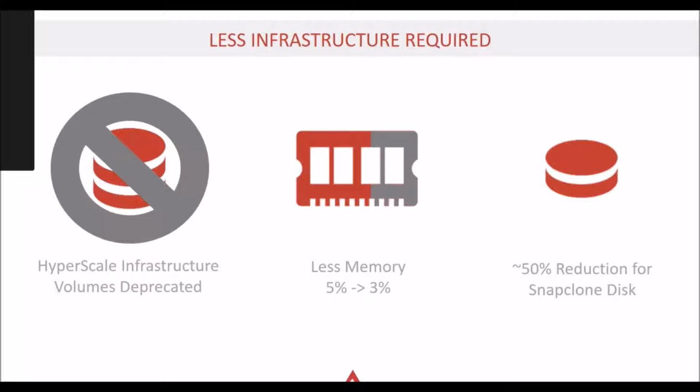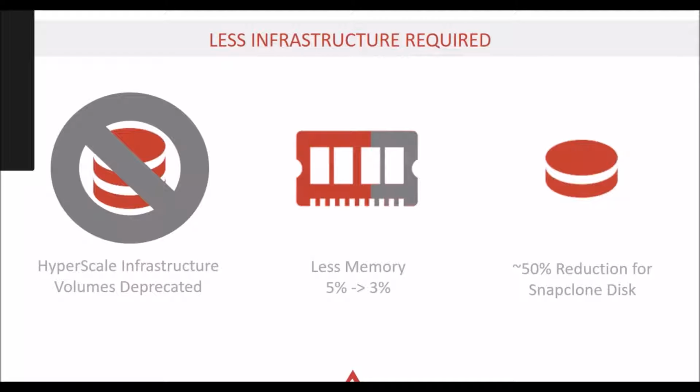In terms of infrastructure required, we've decreased the amount of memory we require for our USX deployment, and also reduced the amount of disk storage required for the SNAPCLONE disk. So we've reduced the memory down and also the SNAPCLONE disk down by around 50%. Which is really good. So now we actually consume less resources to run the USX environment, but we still provide the same amount of stability and awesome performance as before.